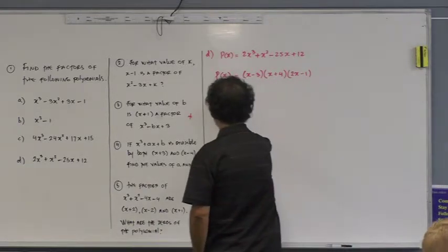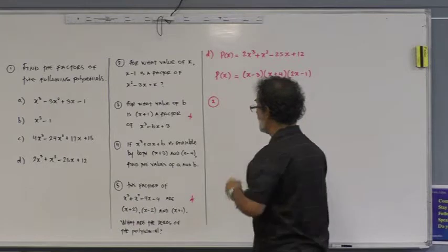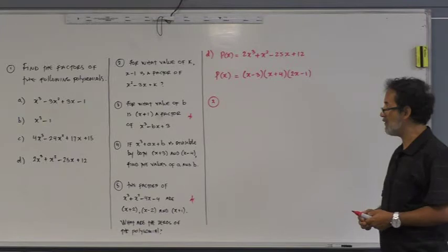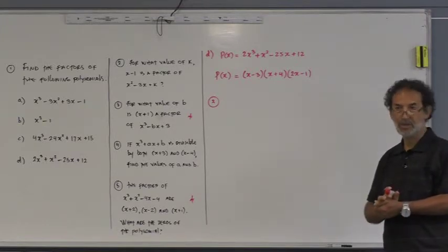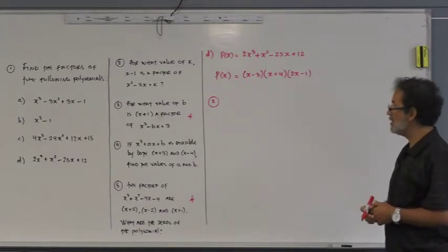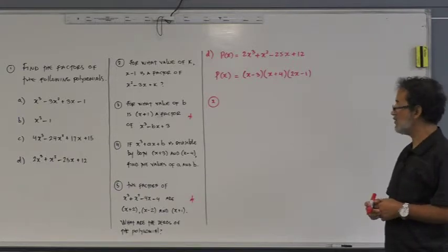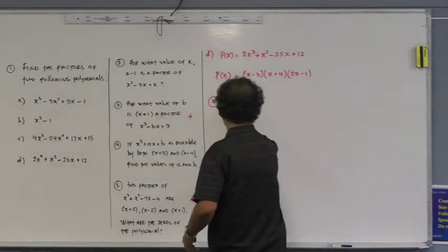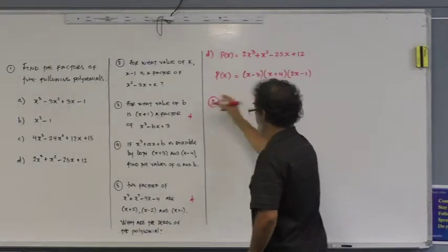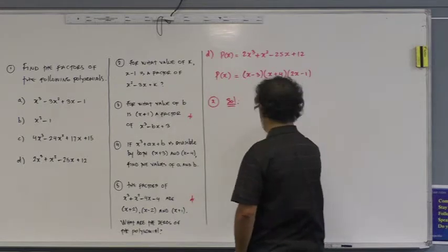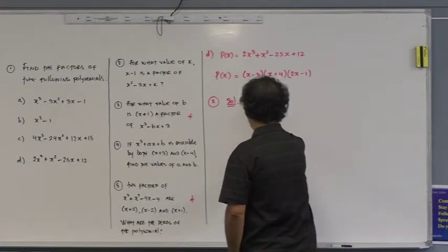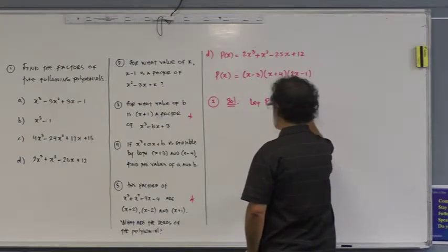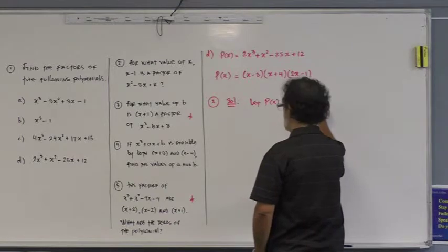Okay, question 2. They say for what value of k is x minus 1 a factor of that polynomial. So we're going to say solution. We're going to write out this expression as a proper polynomial. Let p of x equal to x squared minus 3x plus k.